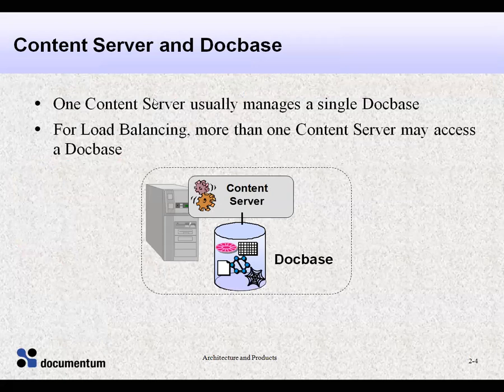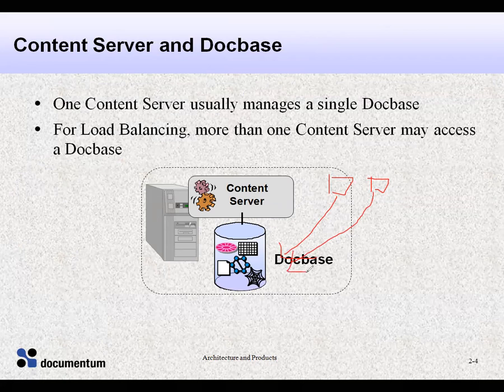The same thing: one content server usually manages a single doc base, but for load balancing we can have more than one content server, and they access the same doc base. The doc base will not vary. We use multiple content servers with one doc base in order to balance the system, improve the performance, and maintain load balancing.